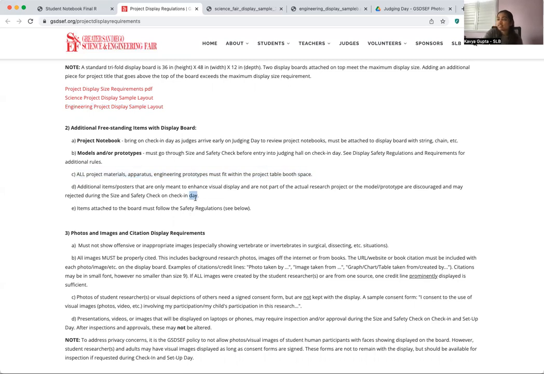And additional items or posters that are only meant to enhance visual display and are not part of the actual research project or prototypes are discouraged, and they may be rejected during the size and shape safety check on check-in day. This is important because, again, we don't have a lot of space, so you should only bring in things that you might use, or maybe some props that you might use during your verbal presentation with the judge.